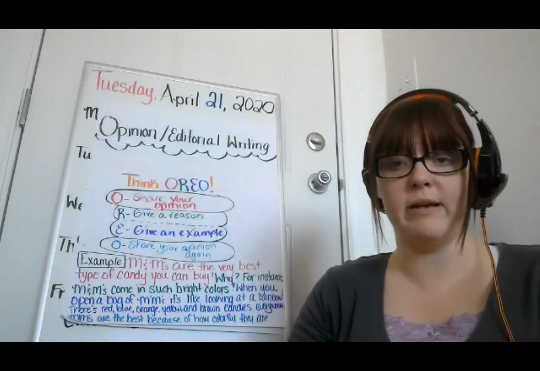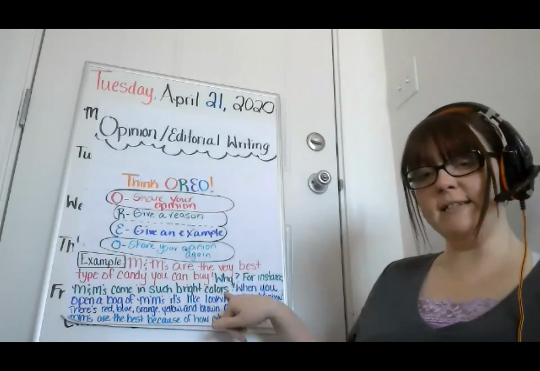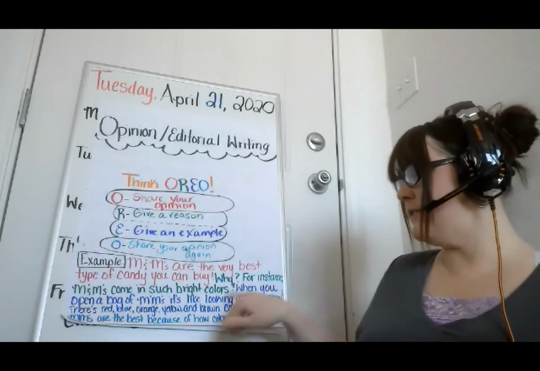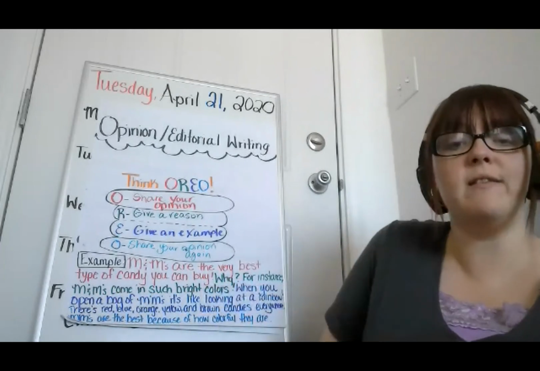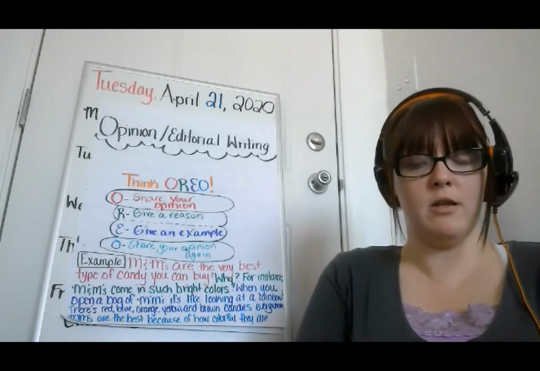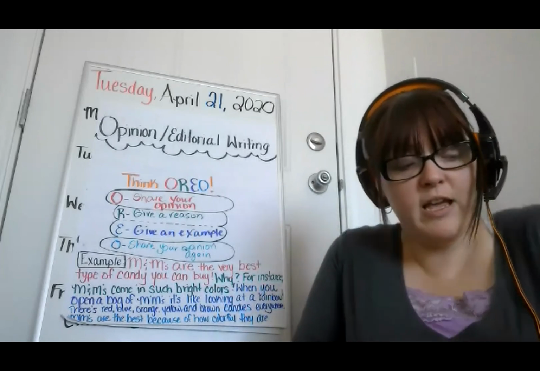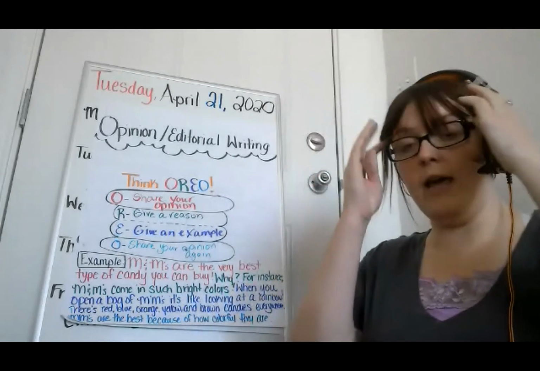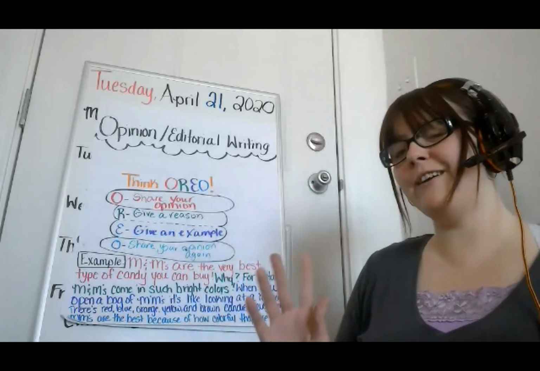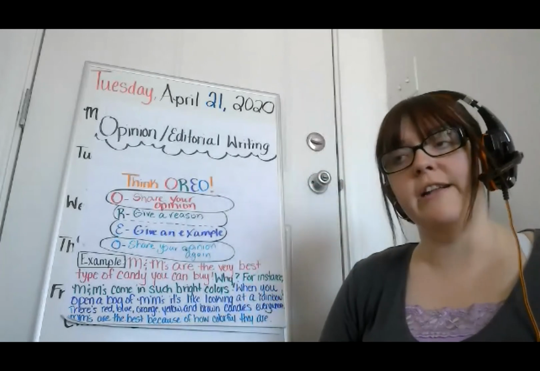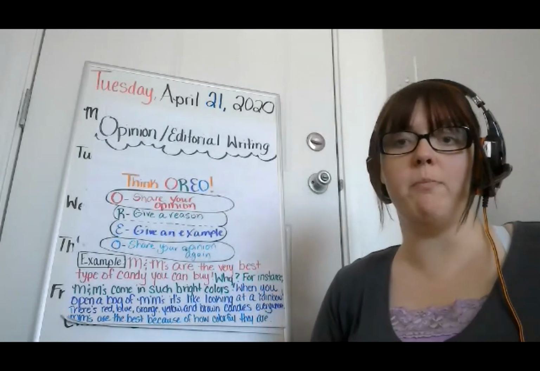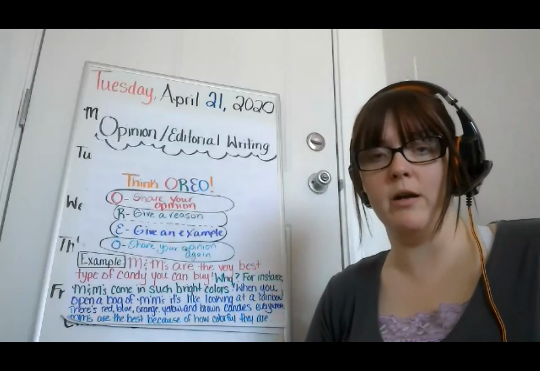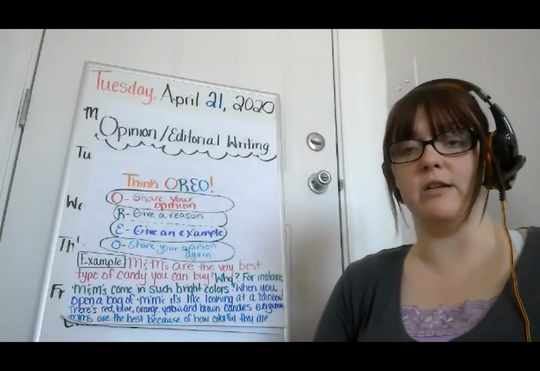The next thing that I have to do is I have to give you a reason why I think M&Ms are the best. When I look at my sentence, it says why. For instance, M&Ms come in such bright colors. So what's my reason why M&Ms are so great? Because they come in bright colors. Yeah, because they come in different colors. Okay. Right here, I could have said anything I wanted to. I could have said because they're sweet, because they don't melt in your hands, because you get a whole bag of them instead of just one candy bar. I chose to go with the colors.